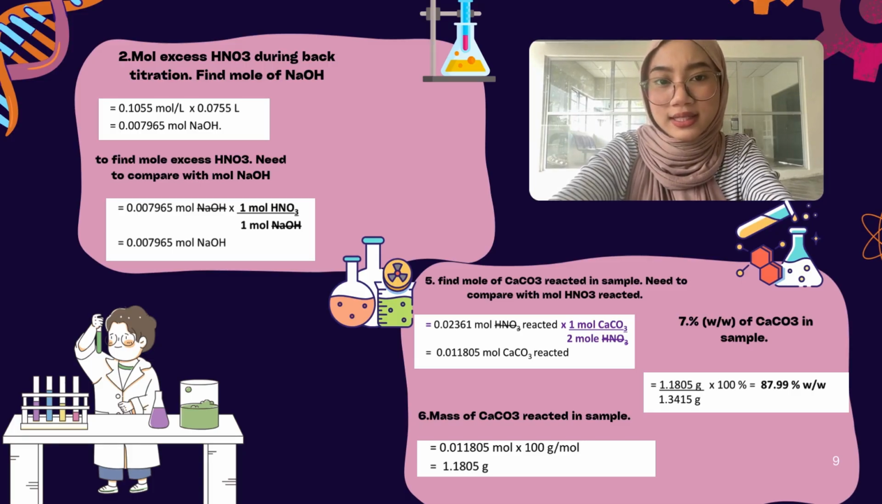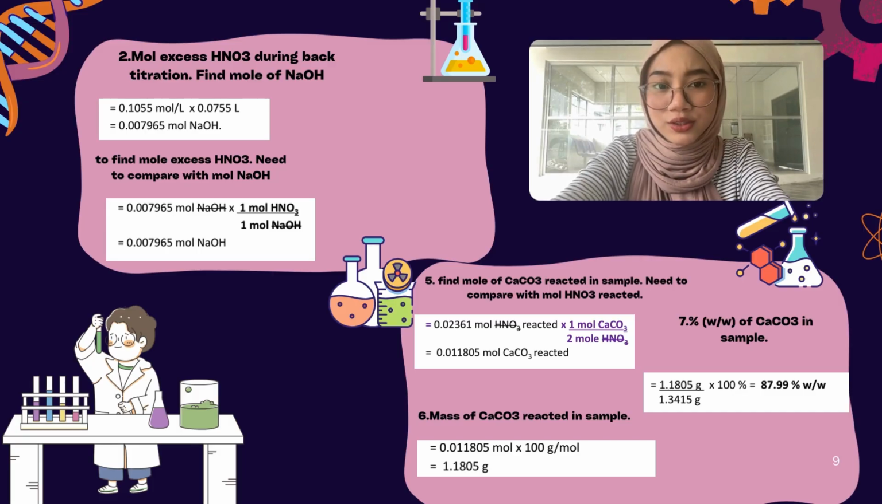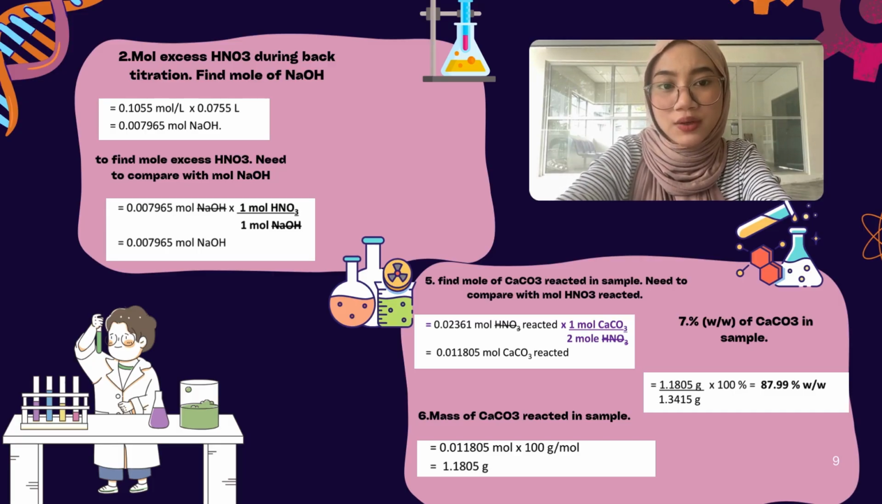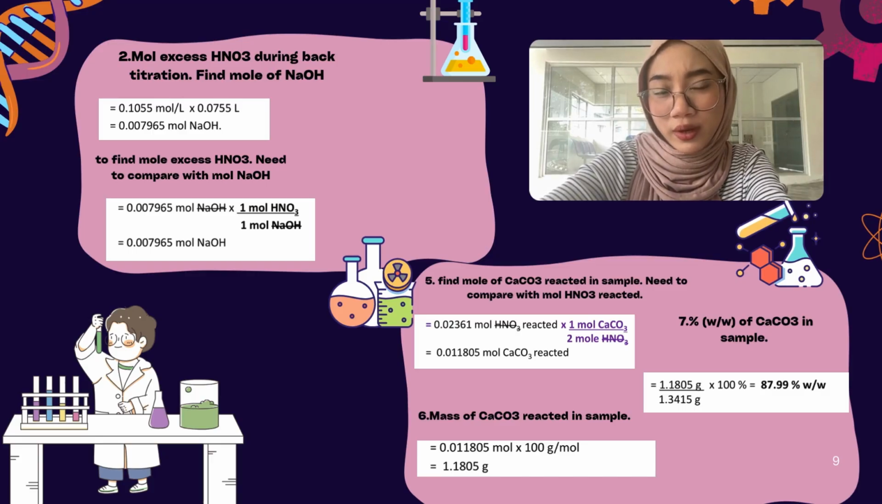Okay, next we find the moles of nitric acid that actually reacted with calcium carbonate. So we subtract the excess nitric acid from the initial moles added. So 0.031575 minus 0.007965 gives 0.02361 moles of nitric acid reacted. According to the balanced equation, 2 moles of nitric acid react with 1 mole of calcium carbonate. Therefore, the moles of calcium carbonate reacted is 0.02361 divided by 2, which equals 0.011805 moles.